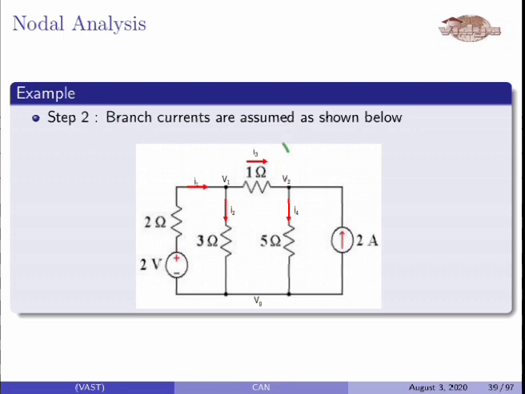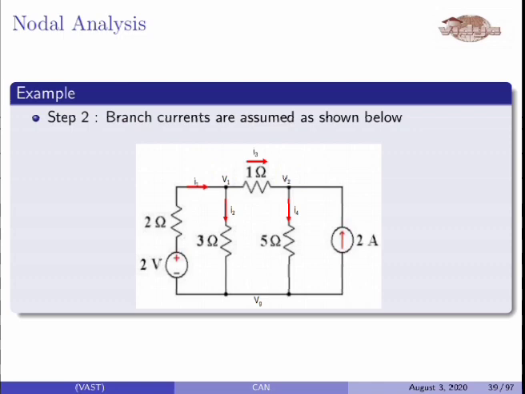Next, how to express the current I3? I3 is flowing from node 1 to node 2. At node 1 the voltage is V1, and at node 2 the voltage is V2. So I3 is equal to (V1 minus V2) by 1. If the current direction is opposite to that in the figure, then I3 will be (V2 minus V1) by 1 ohm. So you have to thoroughly investigate the circuit when expressing the current in terms of voltage.